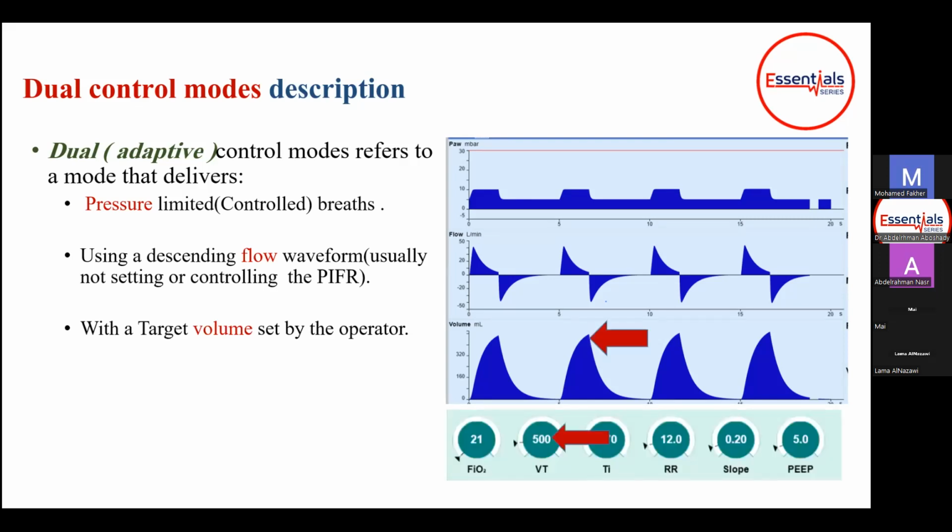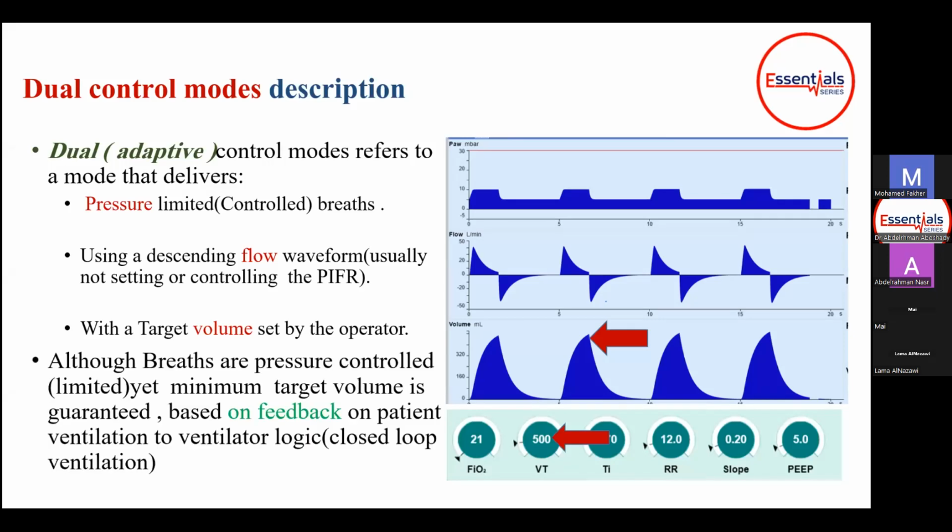We have a target volume, which is set by the operator, as we can see in the dual control mode or the adaptive mode. When the pressure limit does not achieve the target volume, the next breath, the pressure limit rises to achieve the tidal volume. So the tidal volume is achieved with the least pressure that can be delivered by the ventilator. This is an advantage of dual control modes. So dual control modes are pressure limited modes, but this pressure limit is not fixed. It increases or decreases to guarantee a tidal volume set by the operator of the ventilator. This is using a feedback mechanism through the algorithm of the ventilator. This is how dual control modes work. Dual control modes are pressure control modes, but their pressure limit is not fixed. It increases or decreases according to the lung compliance to achieve the target tidal volume set by the operator.